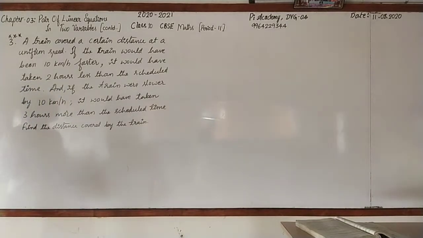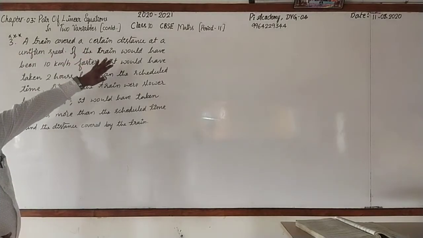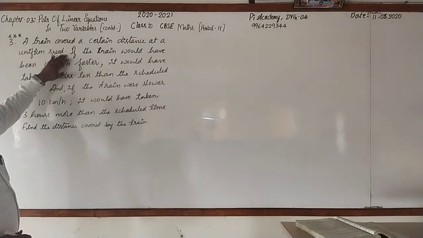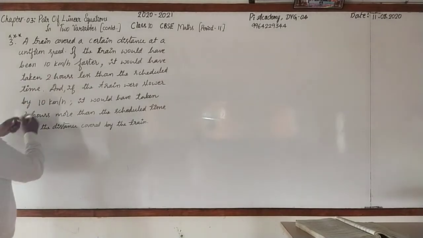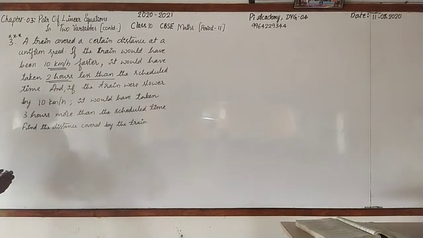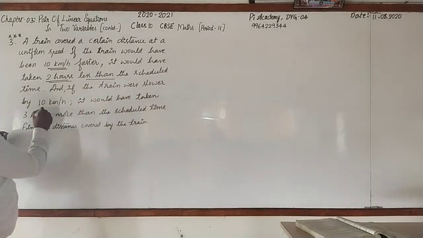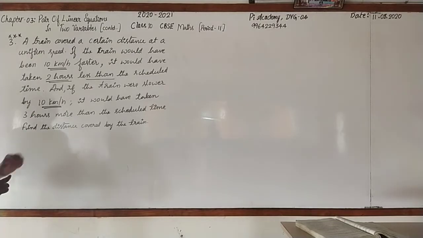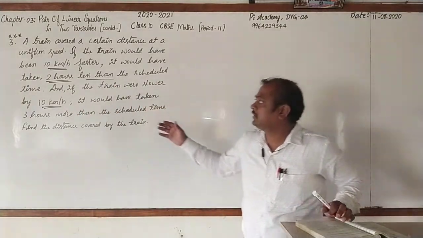It is also a very important statement. Hence, I have put 3 star marks. Once you go through this: a train covered a certain distance at a uniform speed. If the train would have been 10 km per hour faster, it would have taken 2 hours less than the scheduled time. And if the train were slower by 10 km per hour, it would have taken 3 hours more than the scheduled time. Find the distance covered by the train. Got it? Yes. Let's go for solving.